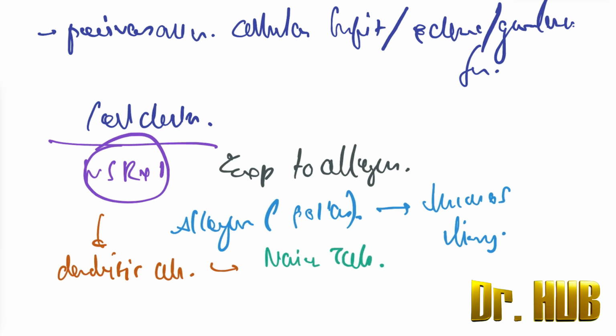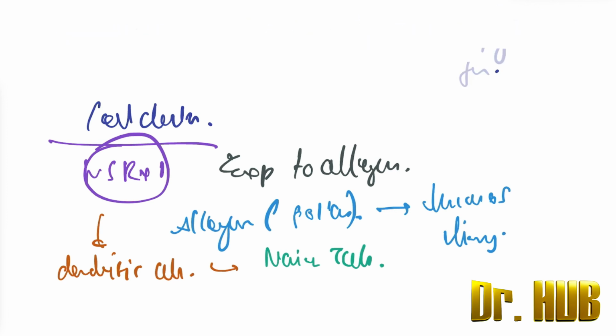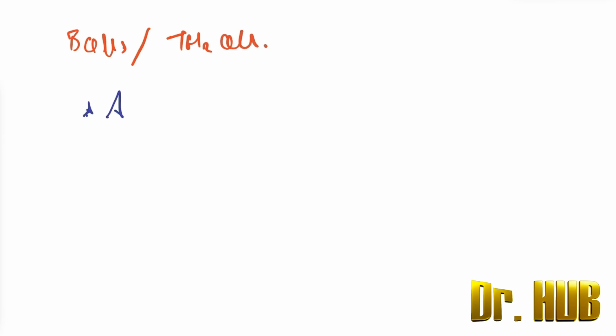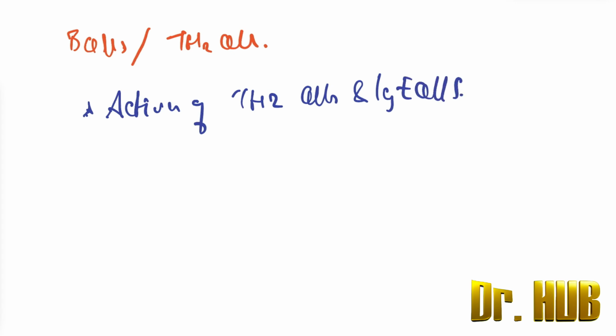And then after attaching to the naive T cells, it can also bind to the B cells as well as the Th2 cells. And here what we are seeing is there is activation of the Th2 cells and the IgE cells, and switching in B cells.